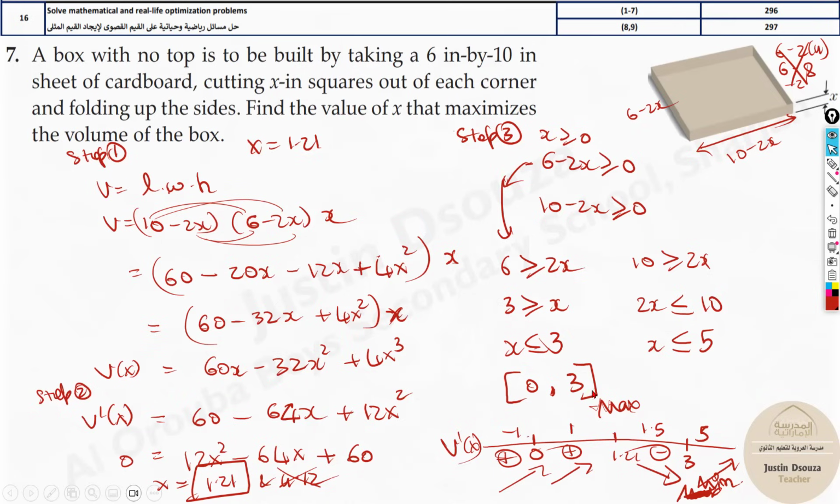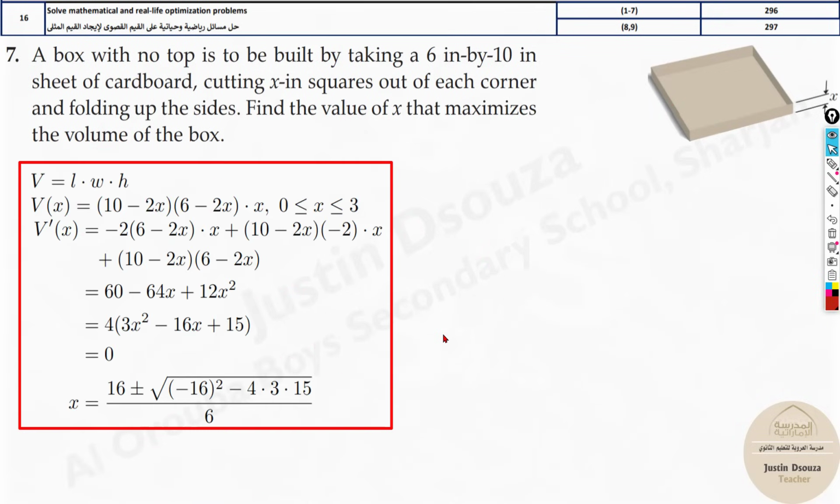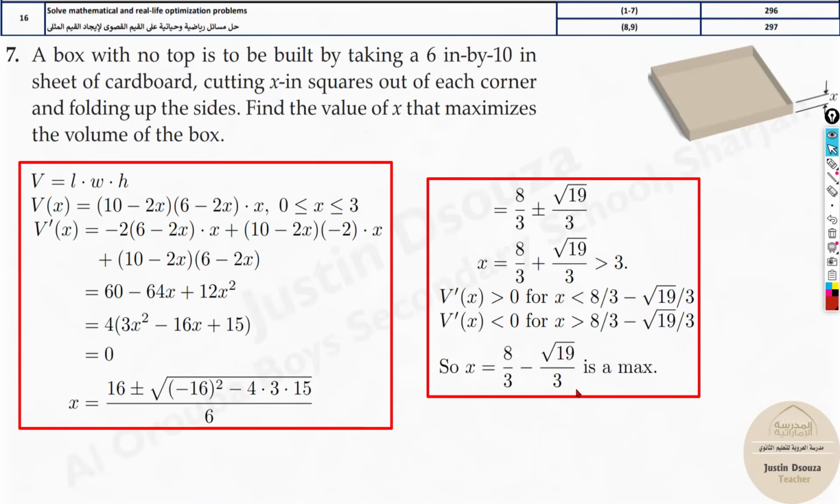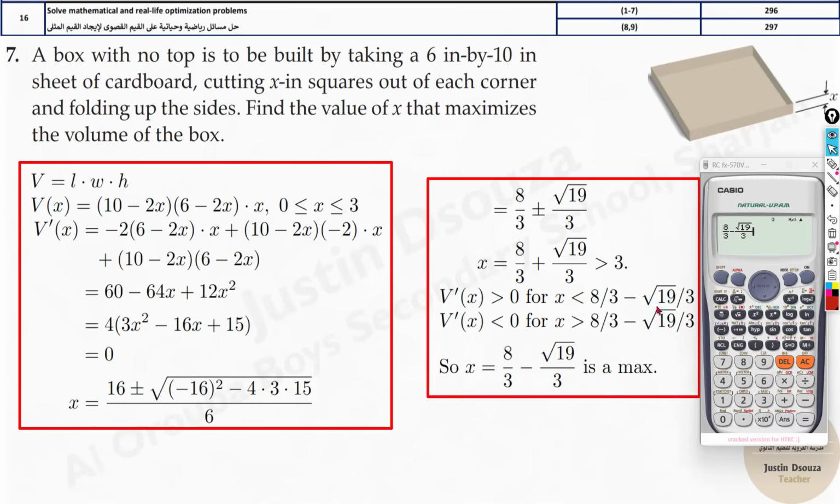So you need to do the test because it's a very rare situation, but generally it doesn't happen. But these endpoints also can be a maximum point. So better do the number line and check it for sure. So that's the answer. We got how much? 1.21. That is basically this. Let's just check in the calculator. What is this value? I have substituted this entire exact value over here. That is 1.21. That's what we also got.